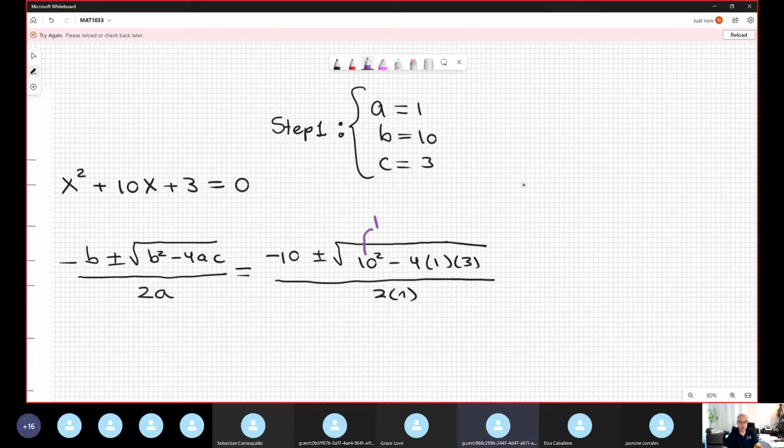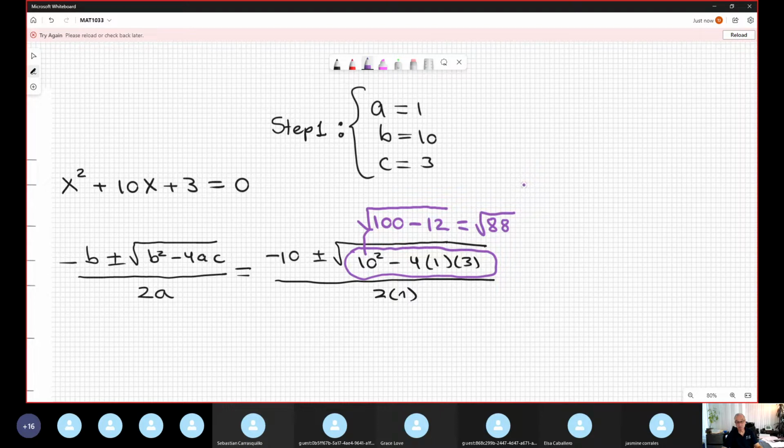This is 100, right? 100 minus 12. 4 times 3 is 12, times 1 is 1. 1 is invisible. And 100 minus 12, 88. And now the square root. You see I'm using another color because I want to emphasize that this is the part I want to do first. Okay?